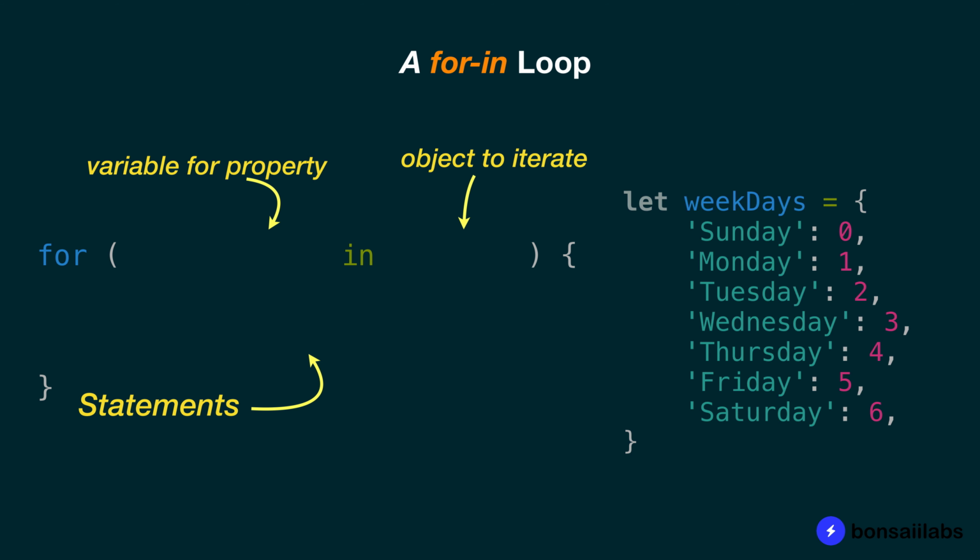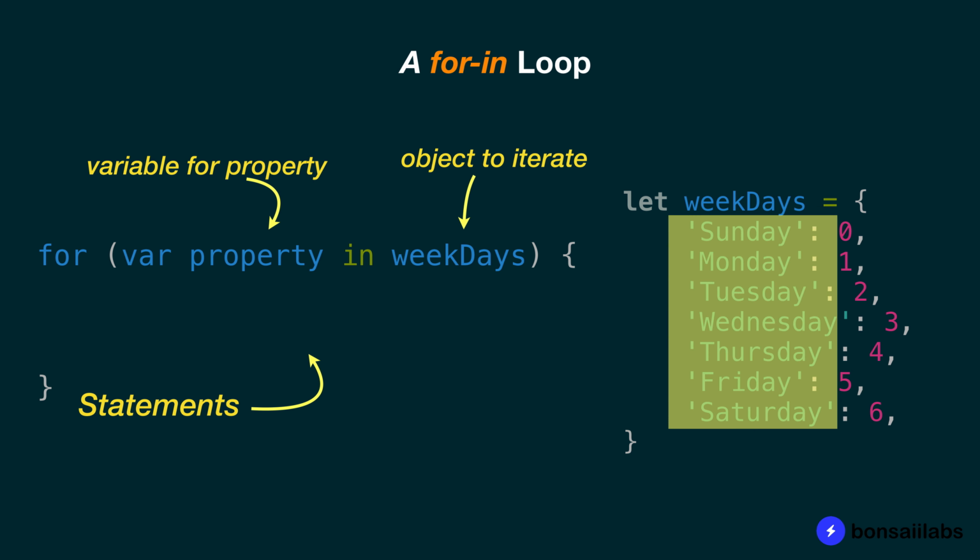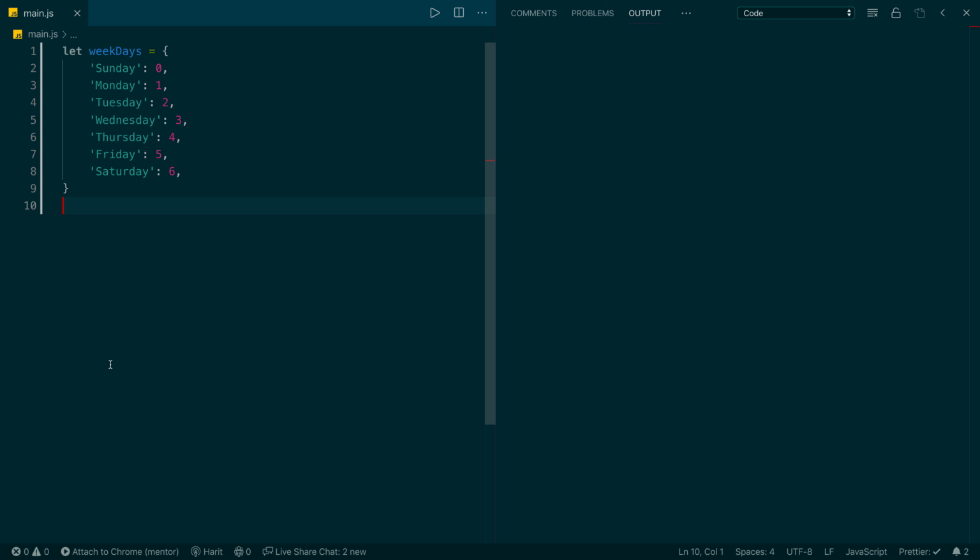So let's say we have a weekdays object which consists of 7 properties with the associated numeric values. We want to iterate over the weekdays object, and for every property, we want to assign it to a variable called property. Now this property, when the loop starts, would contain only the property keys and not the values. And within the body, we are printing out what the property key is. Let's see that in action. So we have a weekdays object here with 7 properties. Now we will use a for in loop to iterate over the properties.